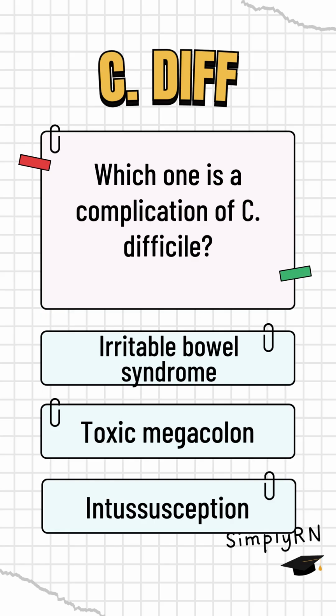Which one is a complication of C. difficile? Toxic megacolon. Toxic megacolon is a life-threatening complication from severe C. difficile colitis when toxin-driven inflammation paralyzes the bowel and causes massive distension. It can quickly progress to perforation, peritonitis, and septic shock, requiring urgent management.